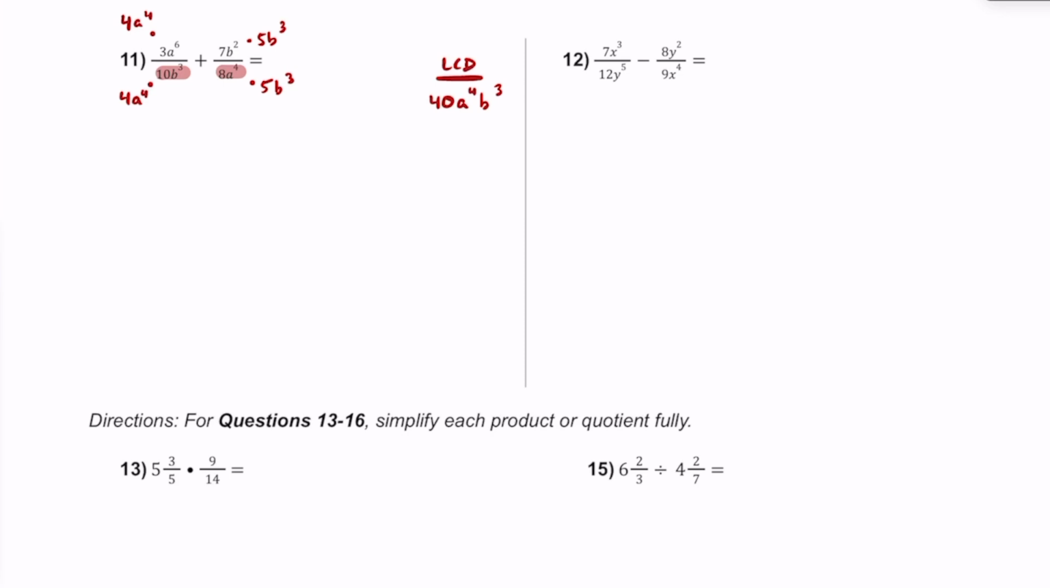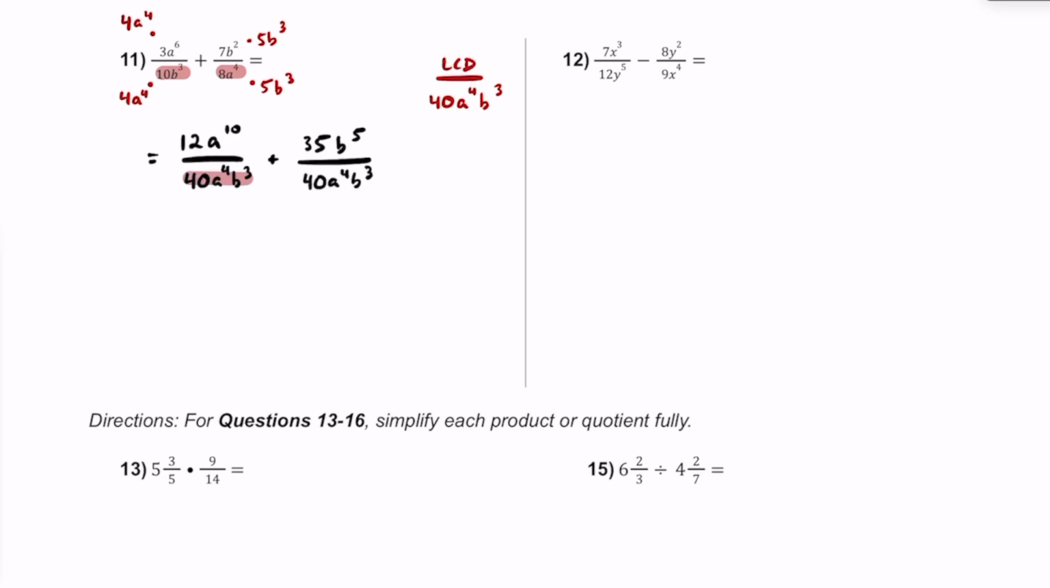Okay, so what are these new fractions going to look like here? For the first fraction, 4 times 3 is going to be 12, so we're going to have 12, looks like a to the 10th power, right? Because we have 10 a's multiplied together in total. For the denominator, we're going to have that LCD of 40 a to the 4th, b to the 3rd power. And then we're going to go ahead and add on over here. It looks like we also have this 40 a to the 4th power, b to the 3rd power. But the numerator we're going to have is 7 times 5, which is 35. And then we have b squared times b cubed, which is going to be b to the 5th power.